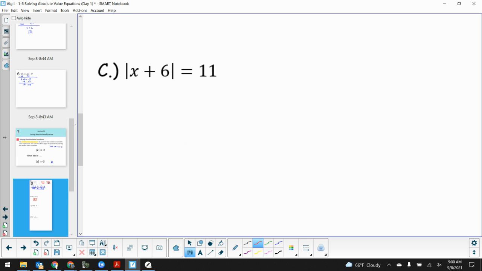But let's take a look here. First off, am I going to get solutions here? Yeah, it's a positive number. So let's set up our two equations. The first one is just as it is, without the absolute value, without those vertical bars. The second one, I leave the inside of the absolute value the same, but I switch the sign of the thing on the other side. So x plus 6 could either be positive 11, or x plus 6 could come up to negative 11 as well. All right, so now we solve both of these little equations.